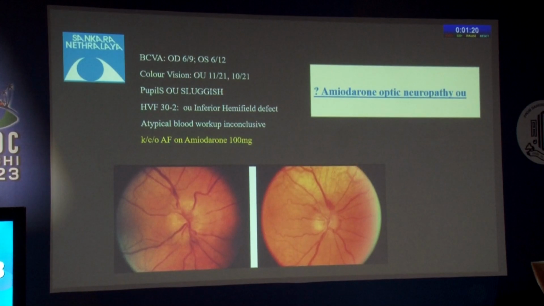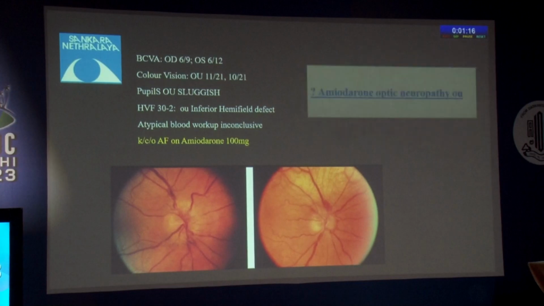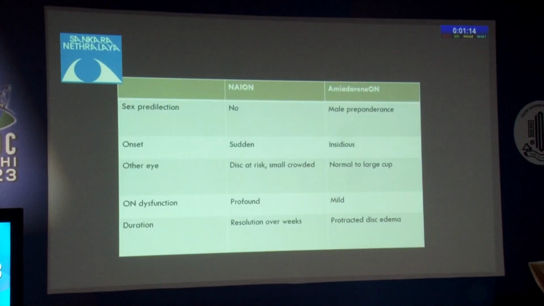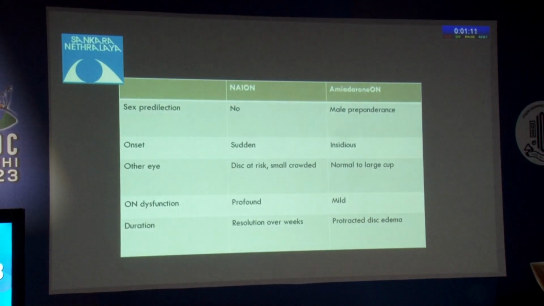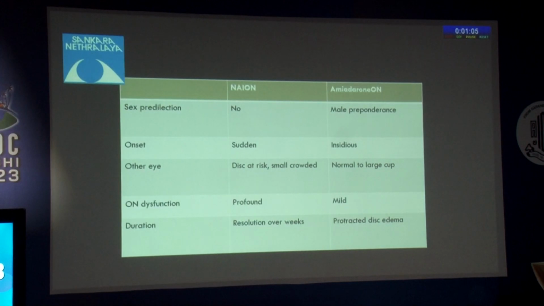So he says that probably he had some drop in the right, but he was not very symptomatic. You have to remember about this drug when you see patients with cardiac problems, because it's very difficult to differentiate amiodarone optic neuropathy from an NAION, because they have similar risk factors.